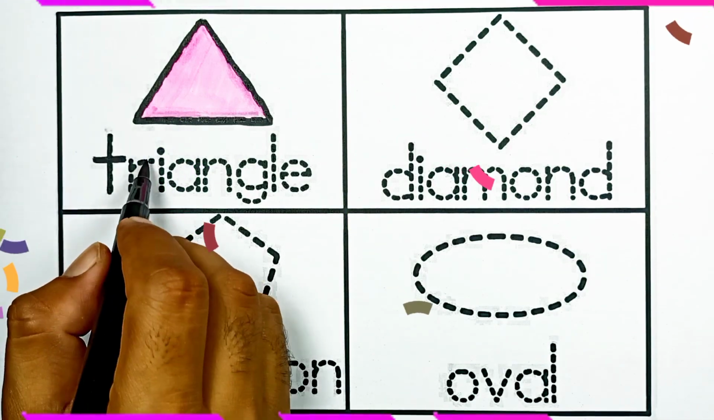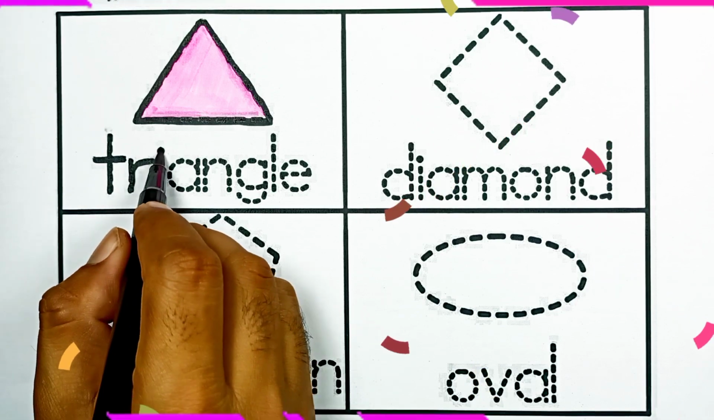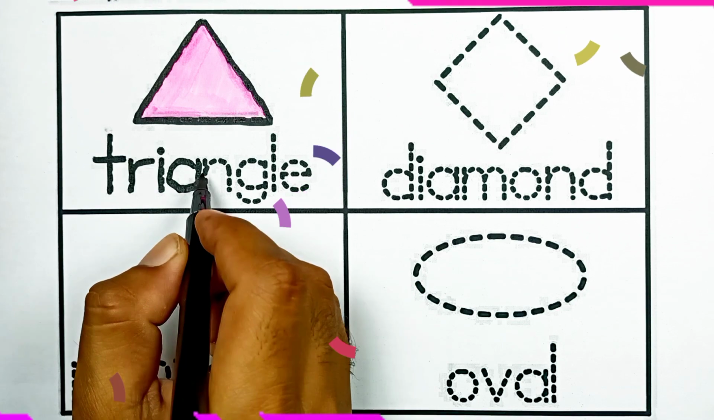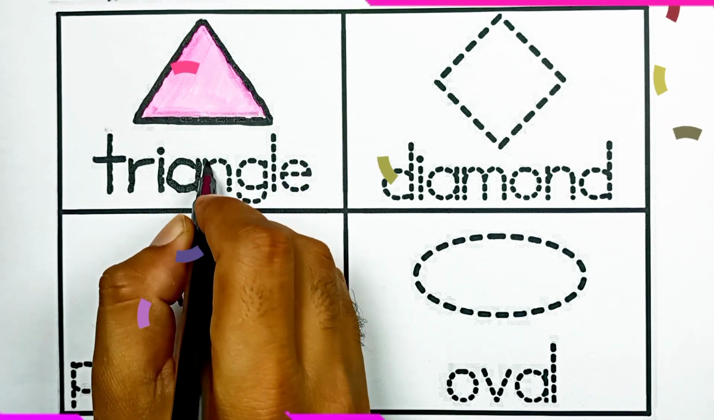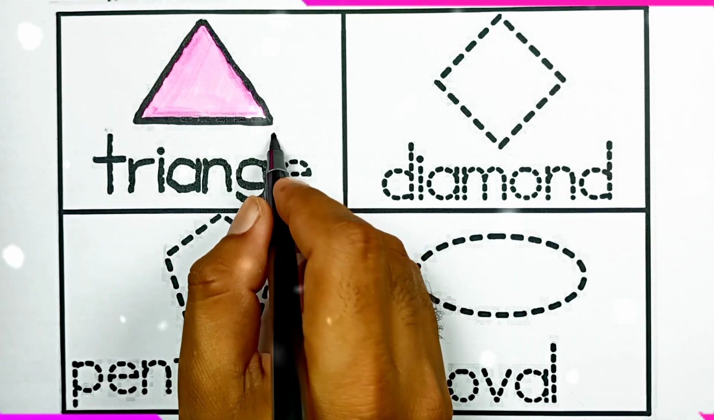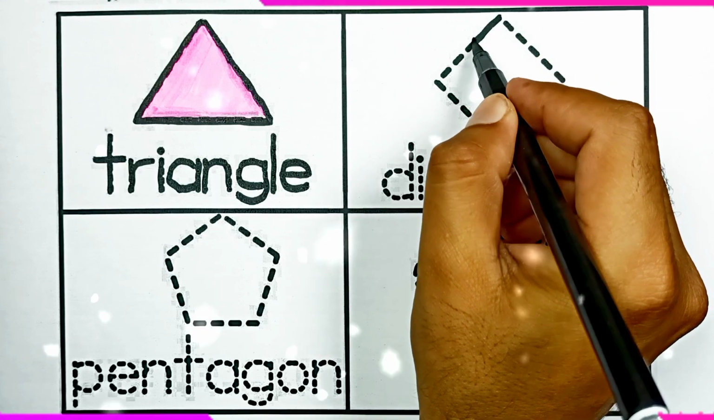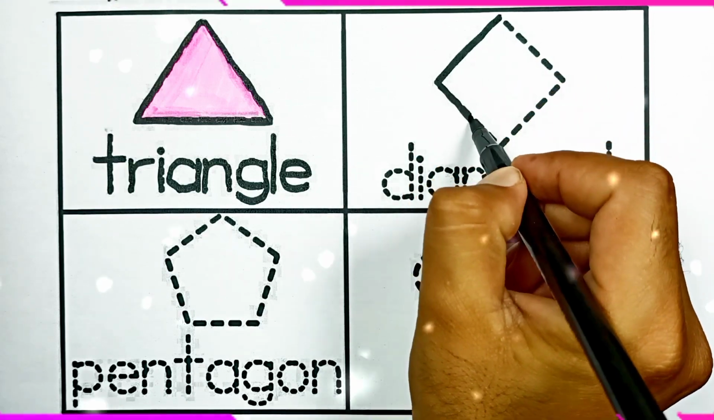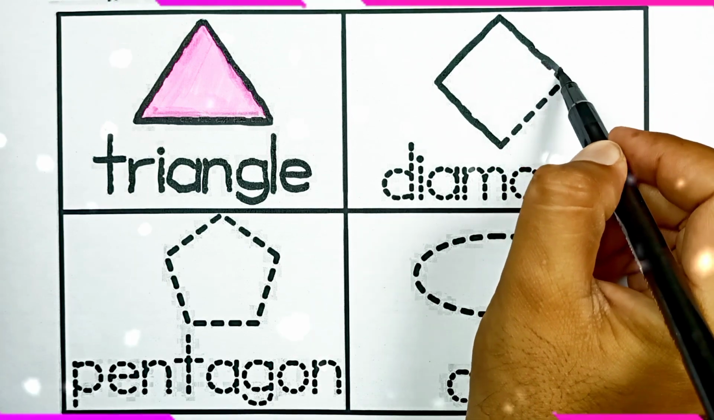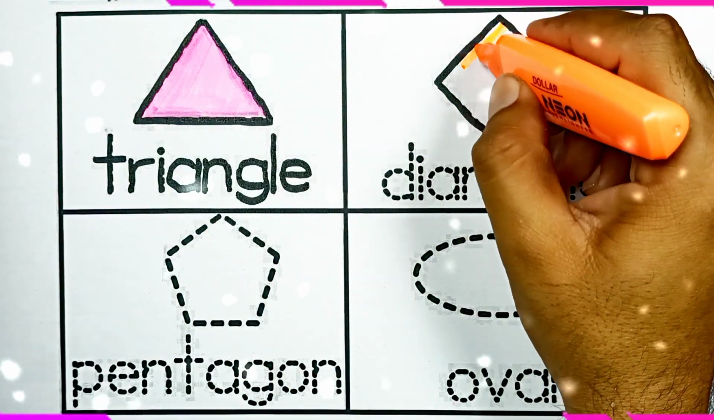T R I A N G L E, triangle. Tracing the diamond shape. D for diamond. Orange color, coloring the diamond.